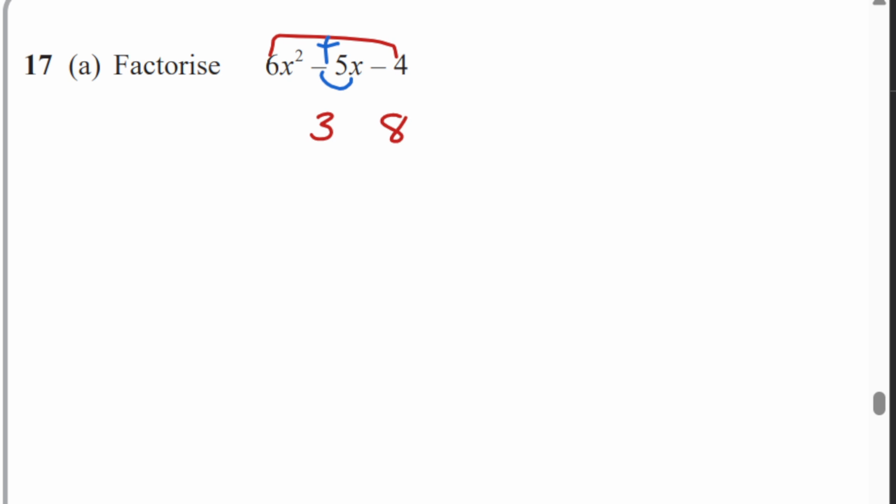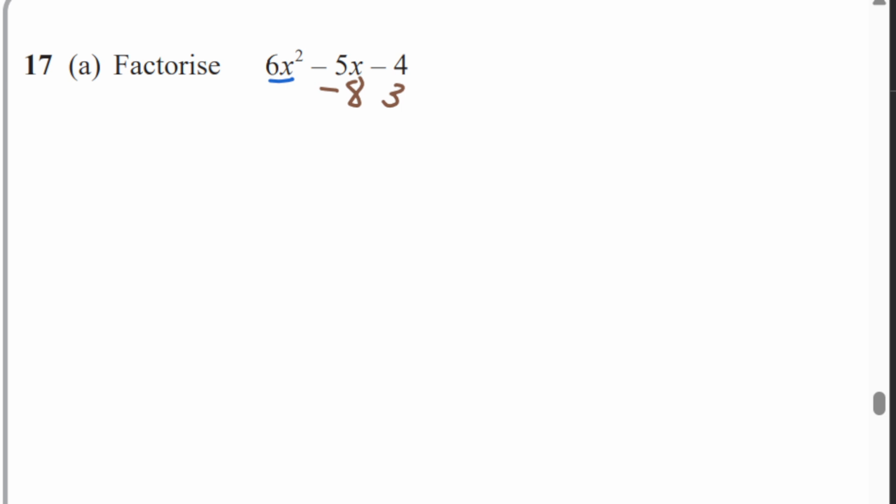Now, what are the signs? Because we want them to make -24, that means one of them should be negative. And because the 5 is negative, that means the bigger one is negative and this one is positive. Did you get it? So it's -8 and +3. Once you knew the numbers -8 and 3, then you rewrite the equation.